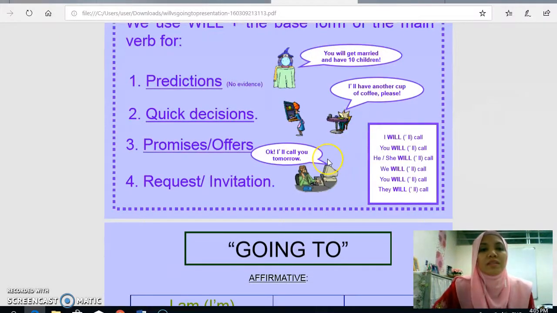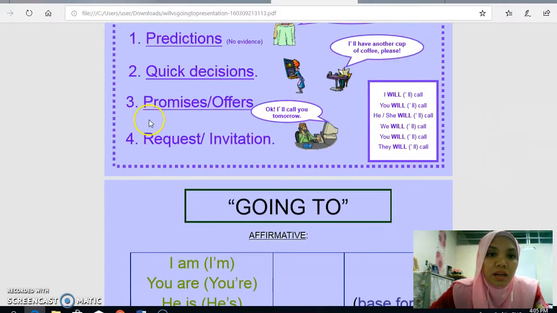Thirdly, when you're making promises or offers to other people. For example, I'll call you tomorrow. So this is when you're making promises or offers. For offer, maybe you can say something like, I will lend you this money and you will have to pay me back once you get your salary, once you get your pay.